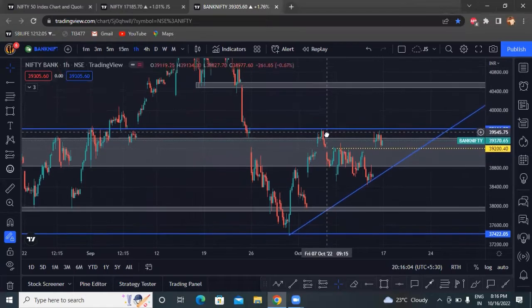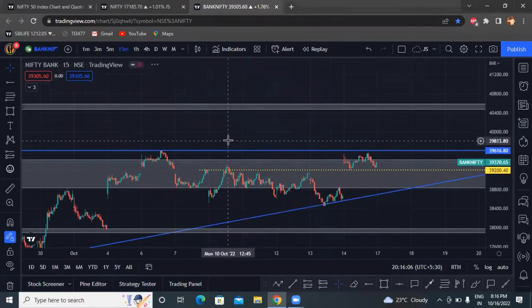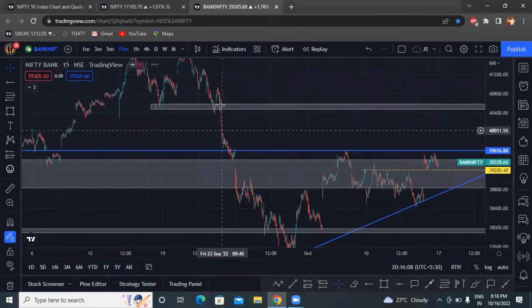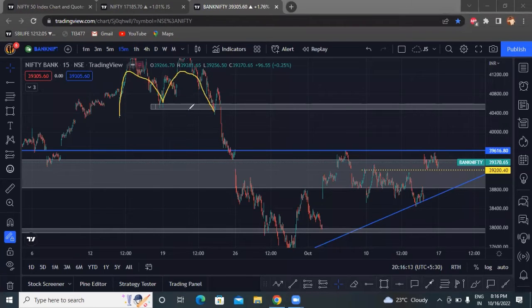marked as a region. On 15 minutes, you can see clearly how we can initiate our trade. Why I have marked this region is that here it made a complete double top pattern and gave a breakdown to this level. Now it will be acting as a very crucial level for the market to get a rejection from this region as well. So in the upside, we can plan till 40,500, 400 to 500 level.